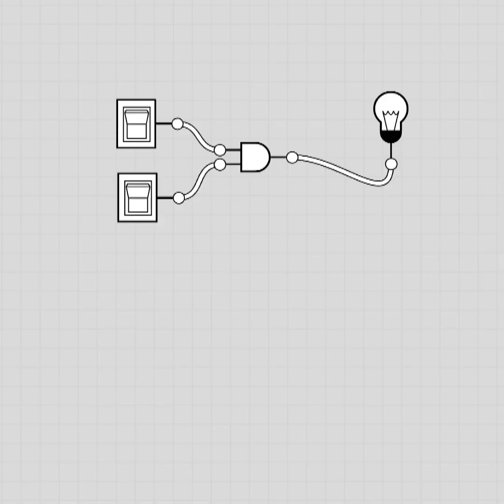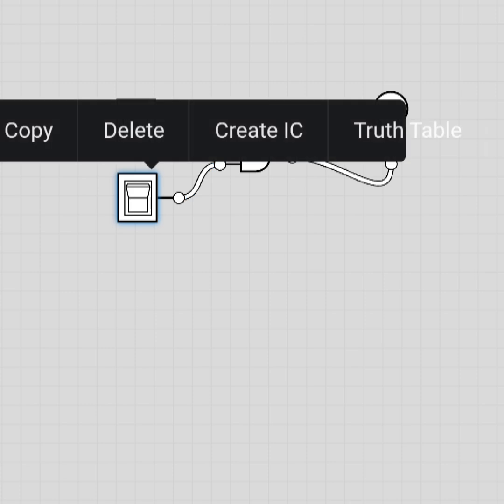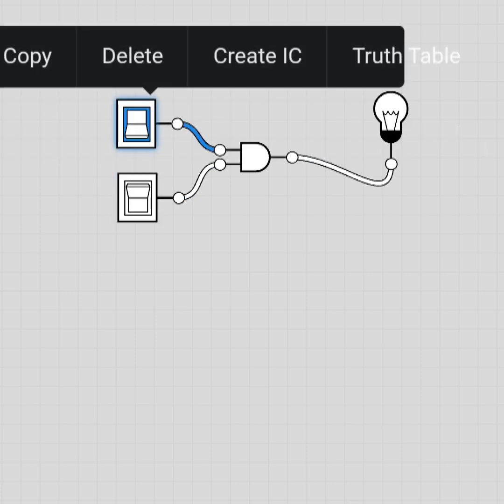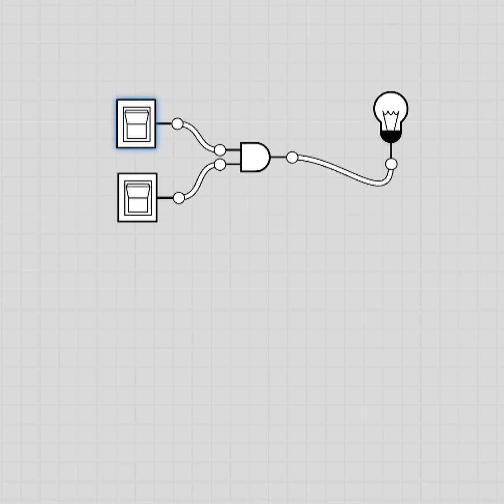When the two switches are 0, the output is also 0. When B is 1, the output is 0, and when A is 1, the output is 0, and when both A and B are 1, the output is also 1.